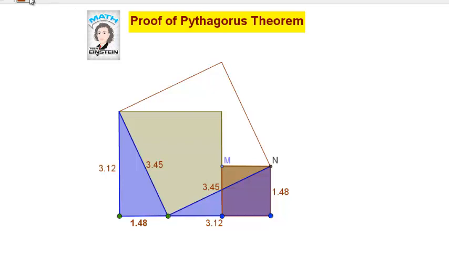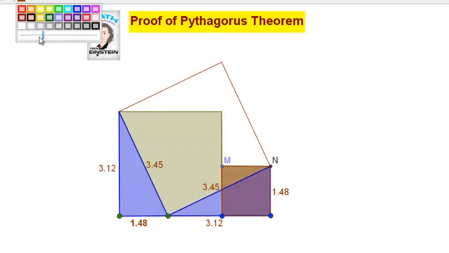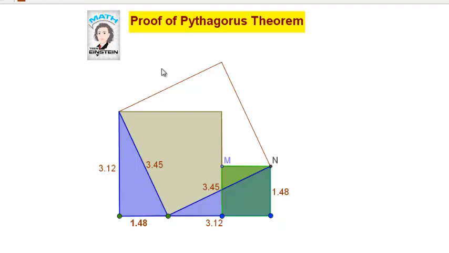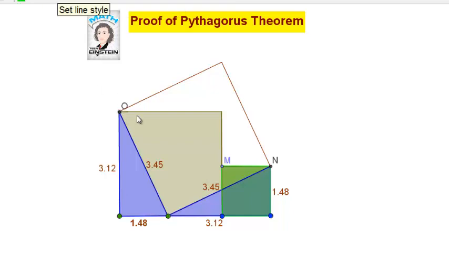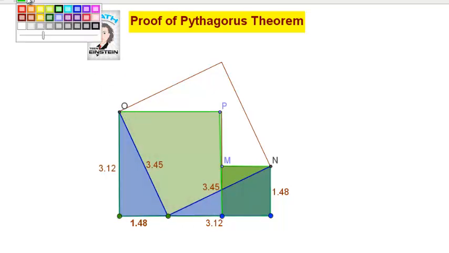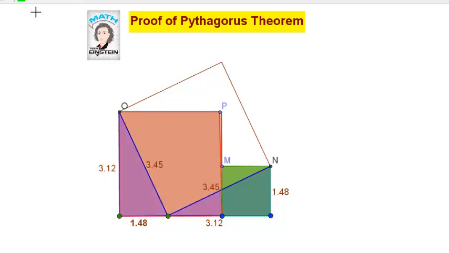Maybe I can change the color into a different color here. It's a green color, right? Then the square of the other side, 3.12, is here. This is the square of the other side 3.12. I will change this color into red color.